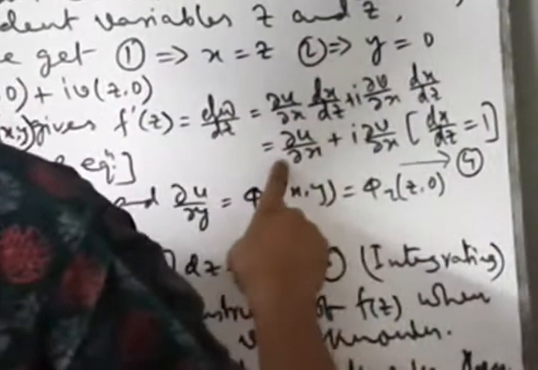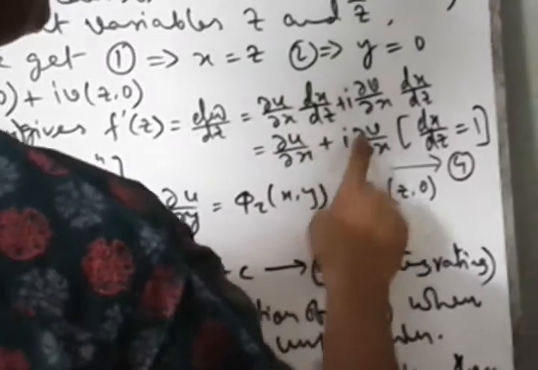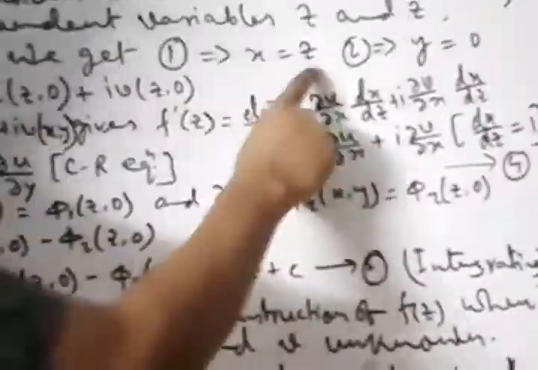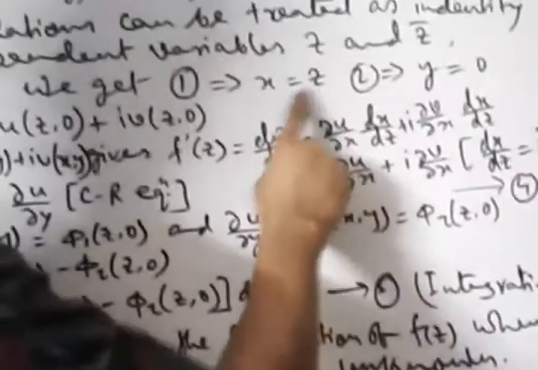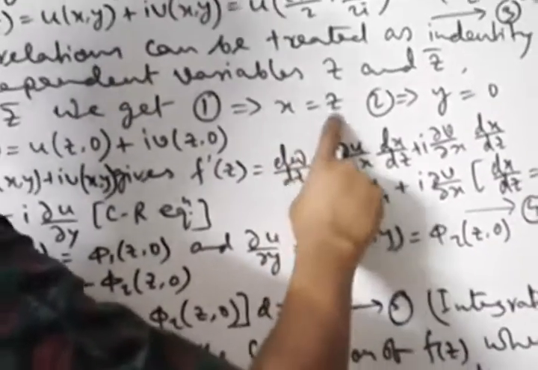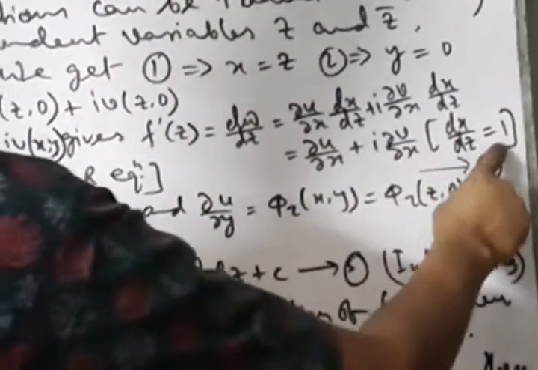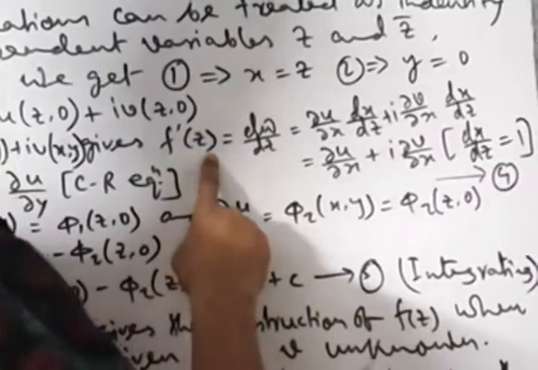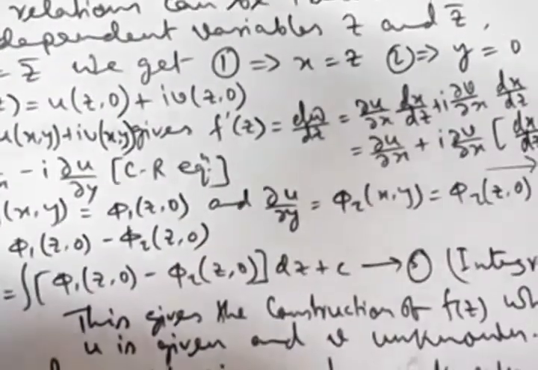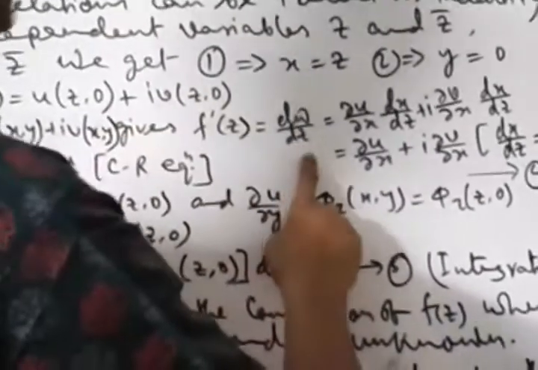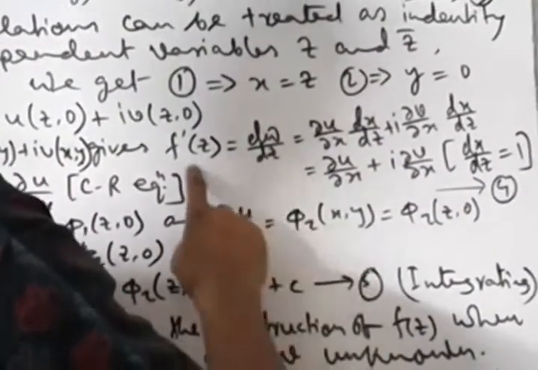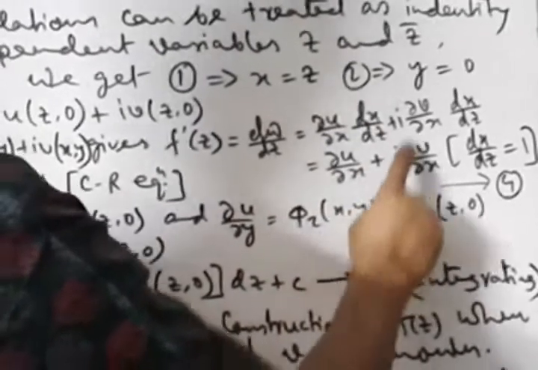From this we can write del u by del x plus i del v by del x. Here we put dx by dz is equal to 1, since x is equal to z. If we differentiate this with respect to z, we find dx by dz is equal to 1. So we put dx by dz is equal to 1 here. We get f prime z, which represents the first derivative of the complex function f(z) with respect to z, is equal to del u by del x plus i del v by del x. This is equation number 4.